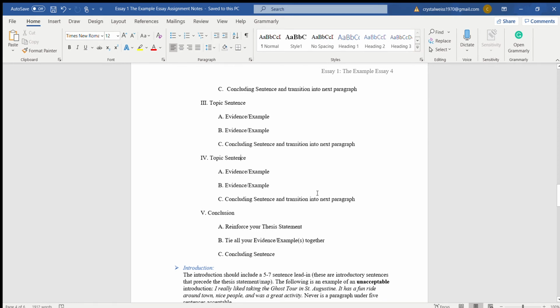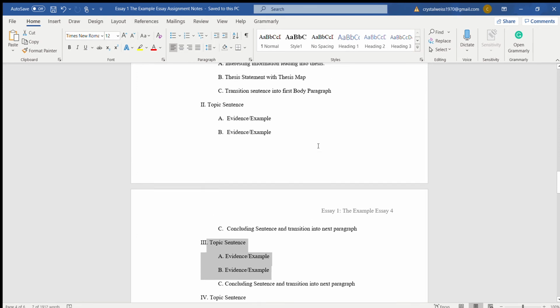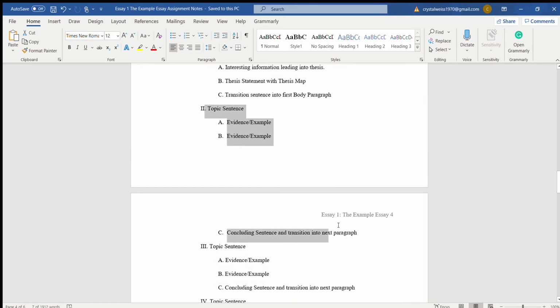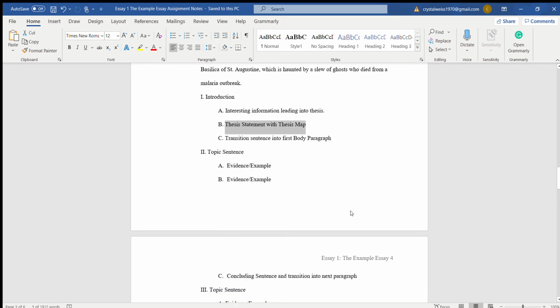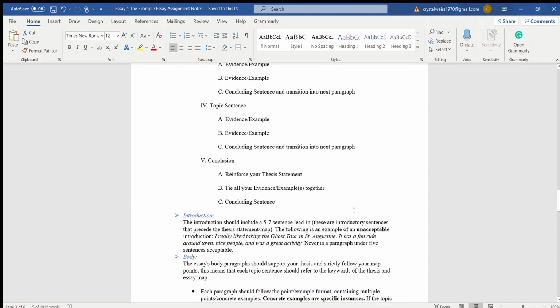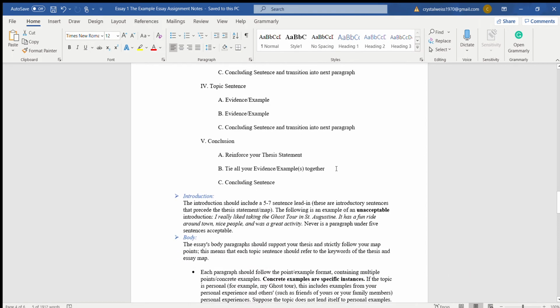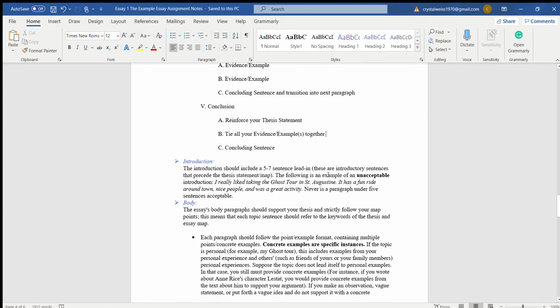Say something about this paragraph and come to a conclusion. Say something about this paragraph and come to a conclusion. Say something about this paragraph and come to a conclusion. And then relate it all back to that thesis statement. That is how you handle that. Okay? That's where you tie all your evidence and examples together. You tie it back to that thesis statement.